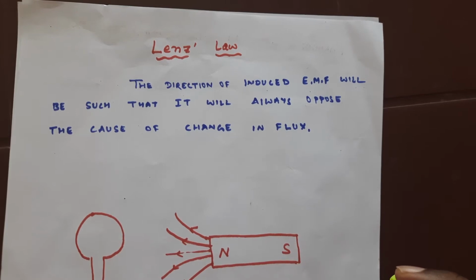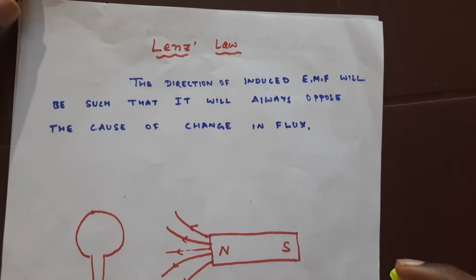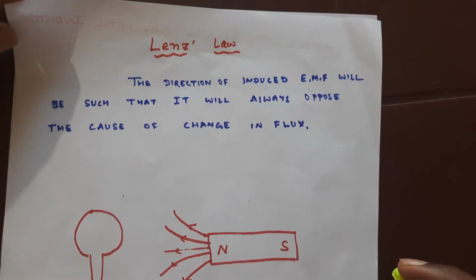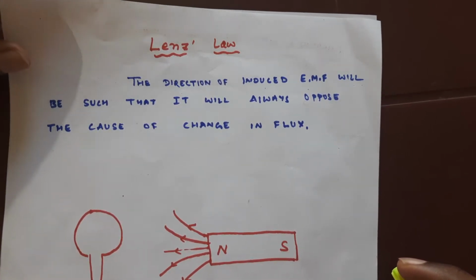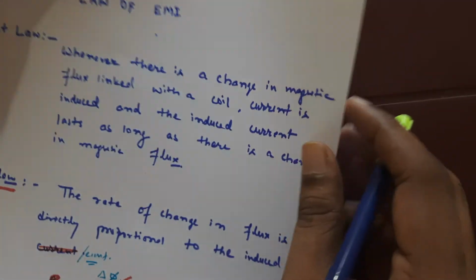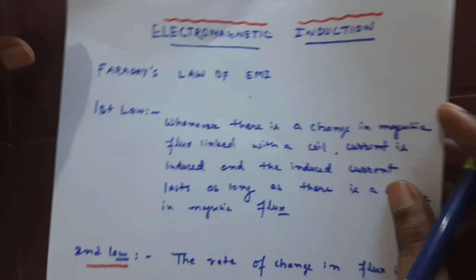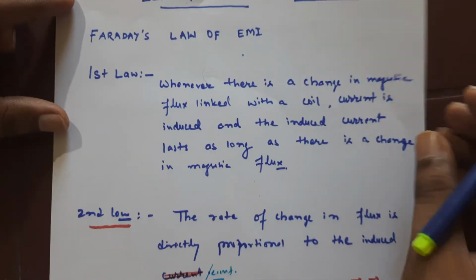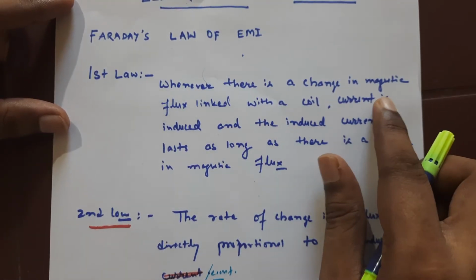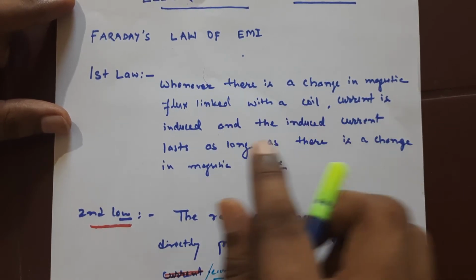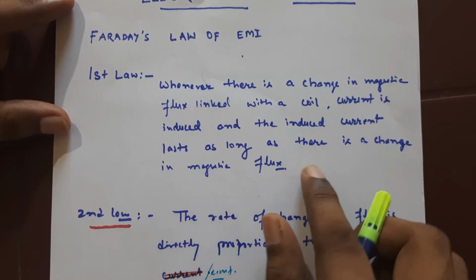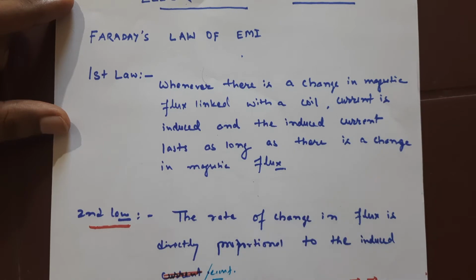Today we are going to start a topic called Lenz law. But first of all, let's do a quick revision about Faraday's law of electromagnetic induction. So here it is, the Faraday first law of EMI. What does it say? Whenever there is a change in magnetic flux linked with the coil, current is induced, and the induced current lasts as long as there is change in magnetic flux.